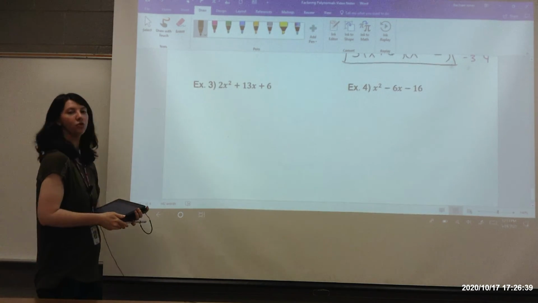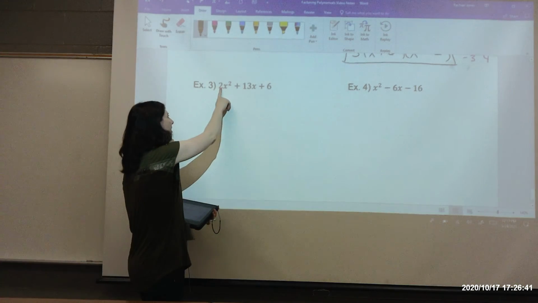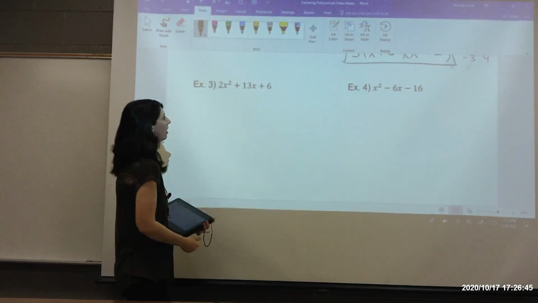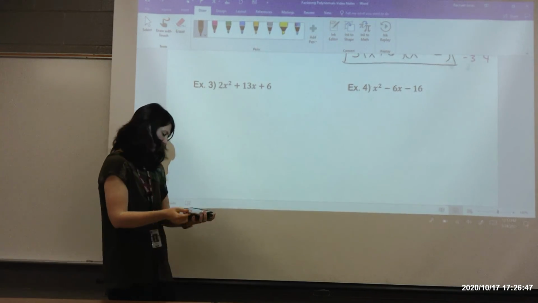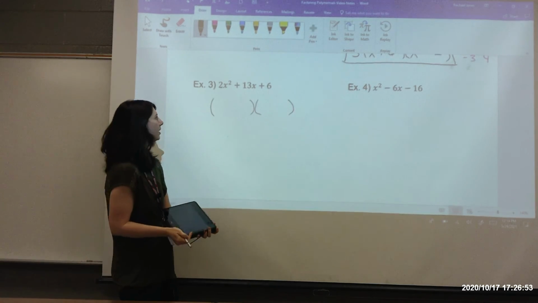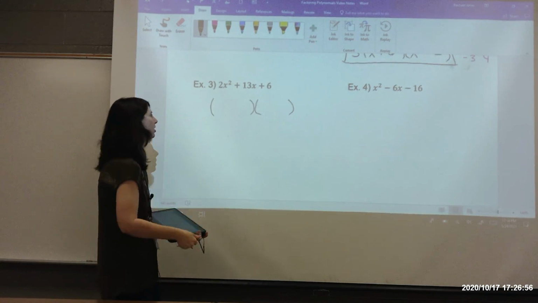Okay, first step, do I have a GCF? I see I have a 2 in front, but 13 is not divisible by 2. They don't all have x's, so no GCF. So that's okay, you just move on to setting up your template. So I'm going to set up my parentheses, and split up my first term, so be careful here.